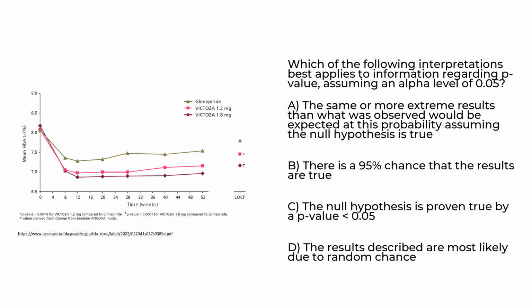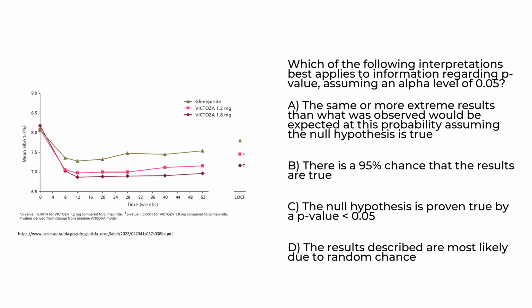Okay, we'll do another part to this question. Which of the following interpretations best applies to information regarding the p-value, assuming an alpha level of 0.05? A, the same or more extreme results than what were observed could be expected at this probability, assuming the null hypothesis is true. B, there's a 95% chance that the results are true. C, the null hypothesis is proven true by a p-value less than 0.05. Or D, the results described are most likely due to random chance.